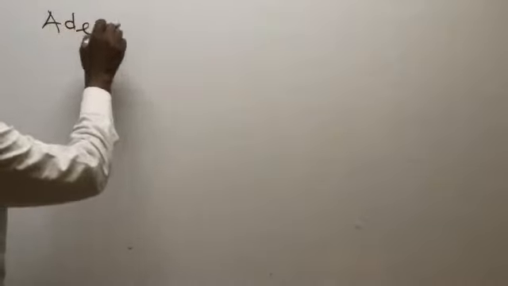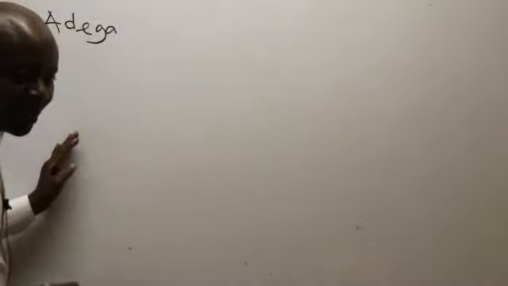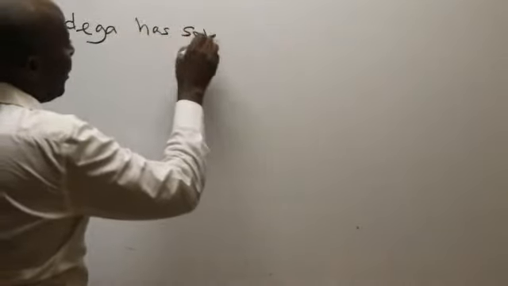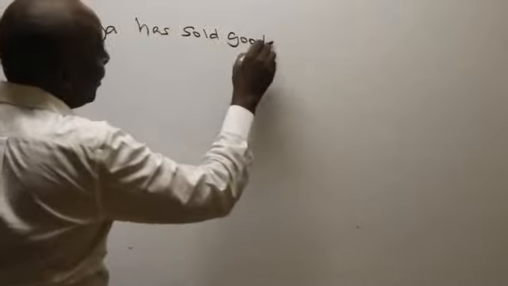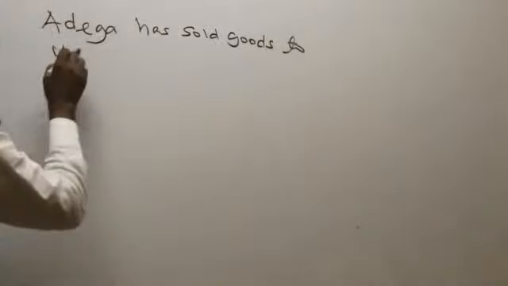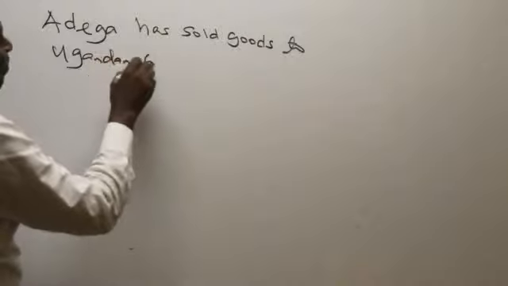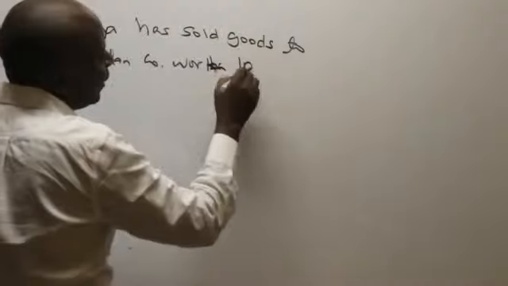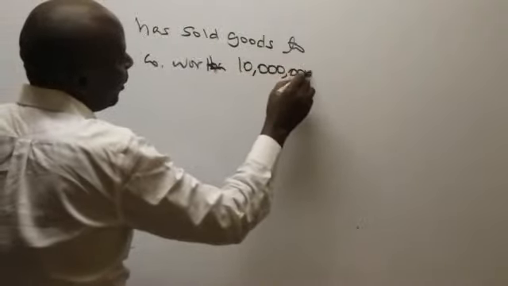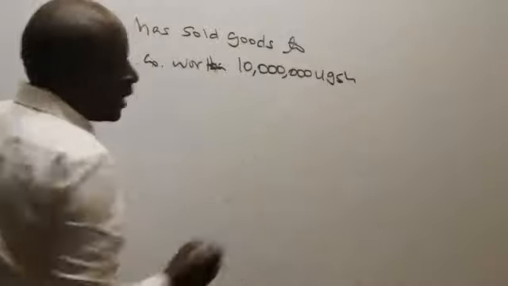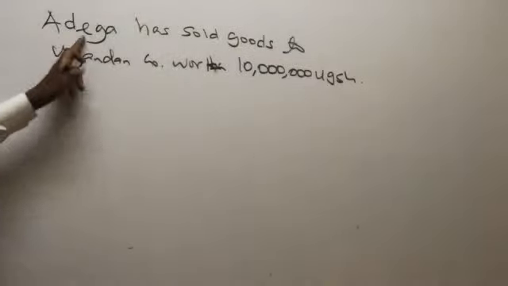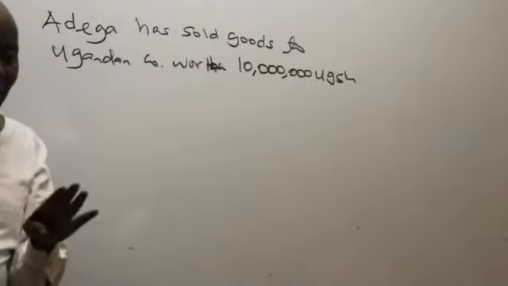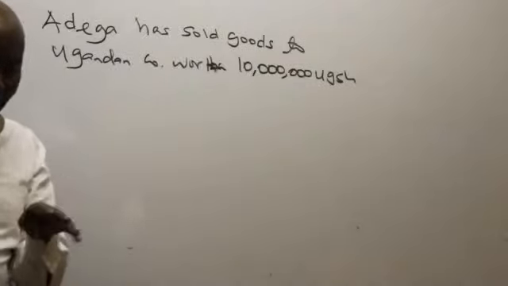Adega, right, has sold goods to a Ugandan company worth 10 million Uganda shillings. I'm using Adega because we know that Adega is one of us. She's a Kenyan, not unless I'm not correct, but she's a Kenyan.